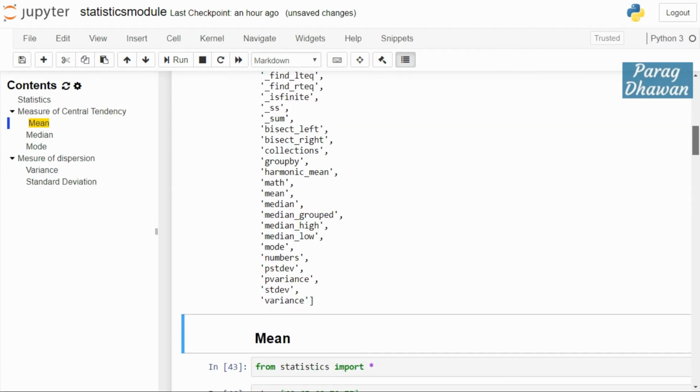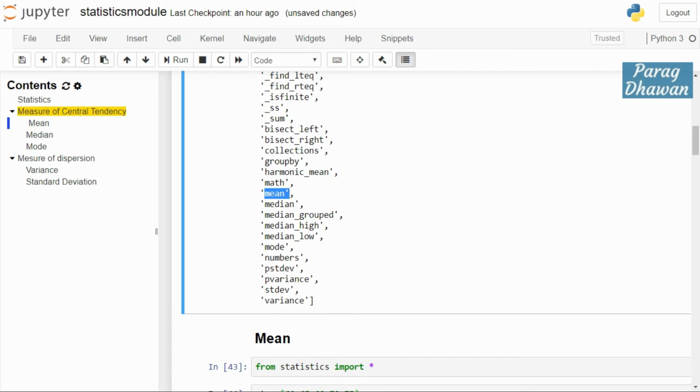You can see by navigating it has mean, meaning the average of the sample points, and median, which, if the data points or sample points are arranged in ascending or sorted order, is the middle value. Median grouped is the average of the two middle values, which will be given at the output. Median high: if your data points are even, then the higher value of the two middle values will be selected. Median low: the lower value of the two middle values will be selected if you have even sample points. Mode is the highest frequency value.